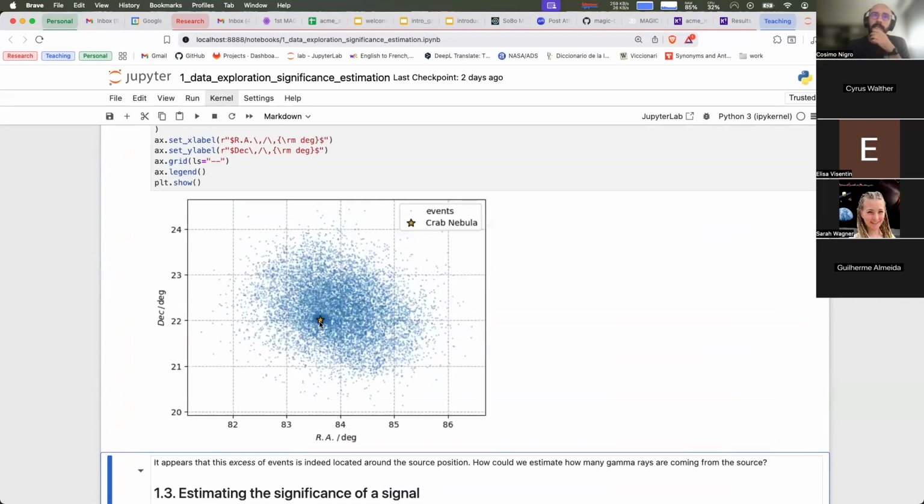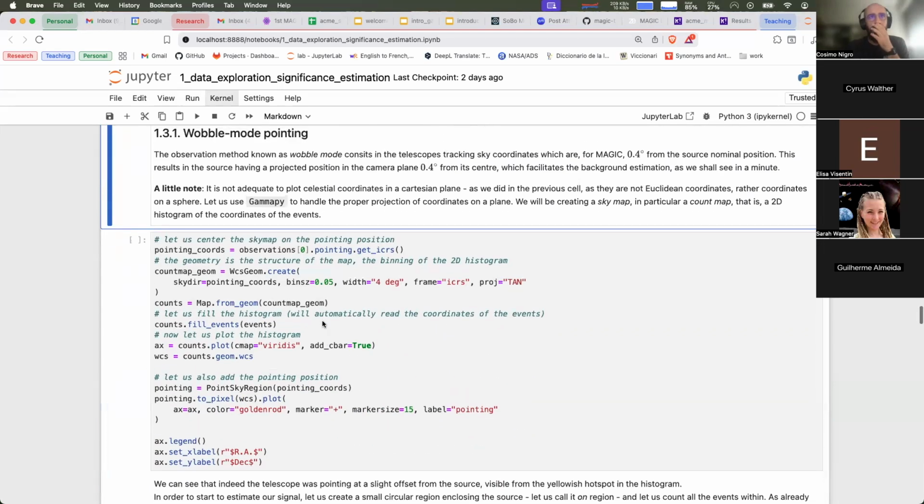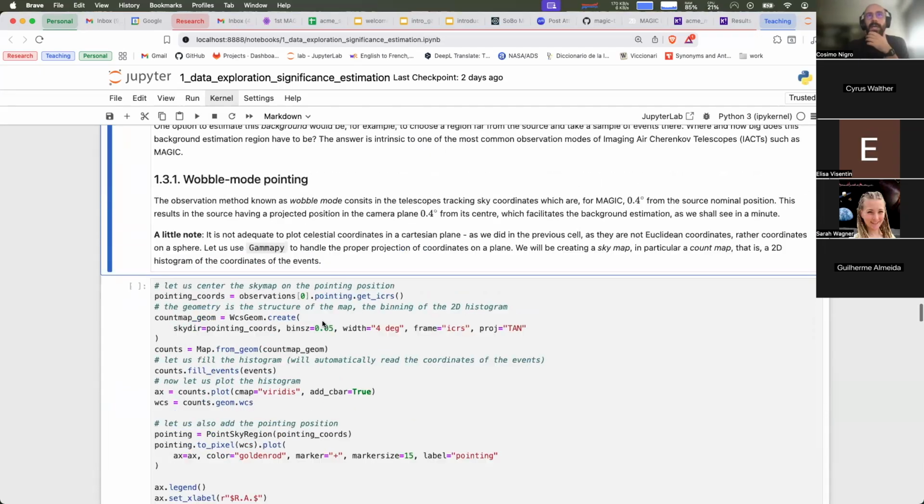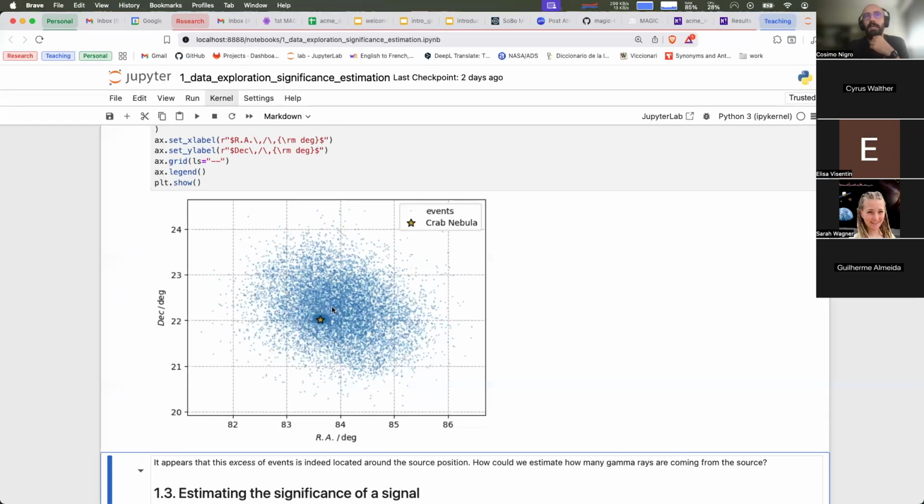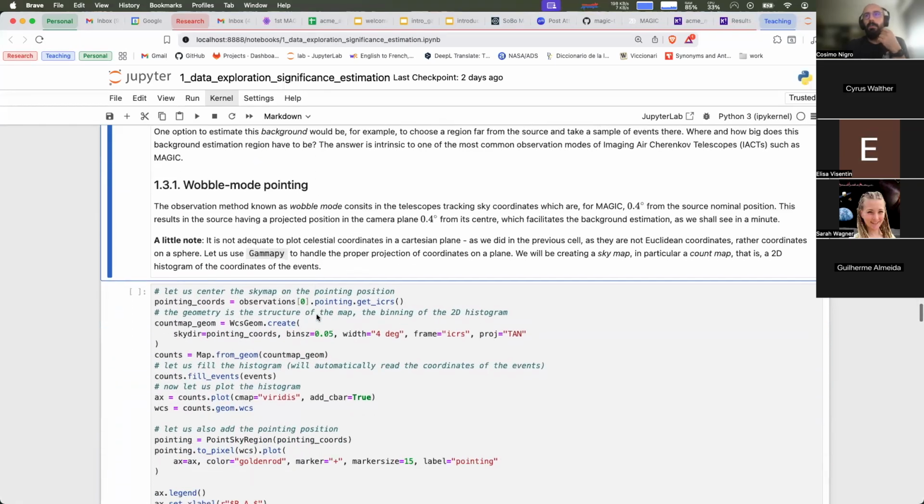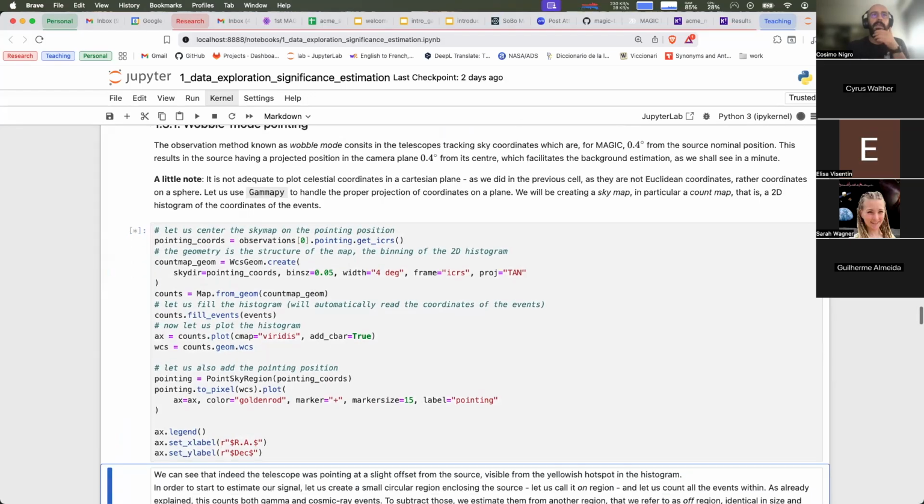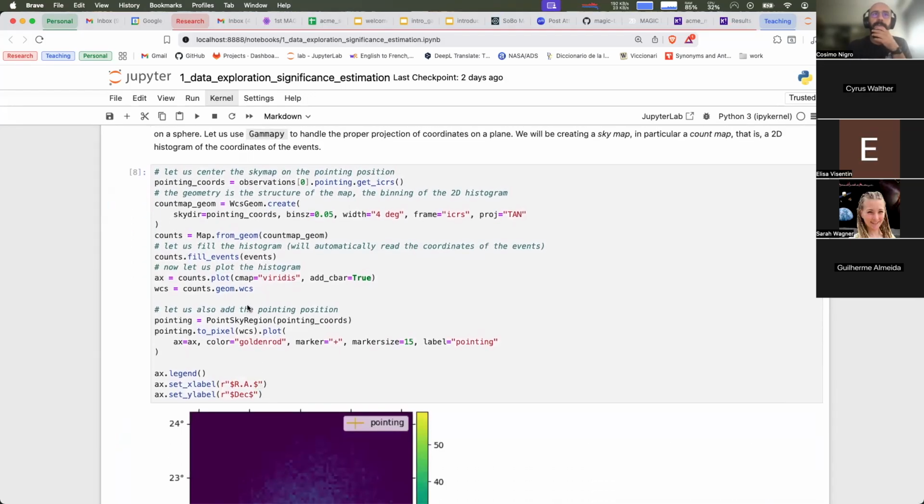Then another thing that I wanted you to observe is that the telescope is not pointing at the source. And what I propose in the following cell is to use Gammapy to make a map. The previous plot is not a map, it is just a histogram of the coordinates. When you make a map, you have to account for the proper projection, because you are projecting the sky, a sphere, over a flat surface, right? So let's use Gammapy to make this map.